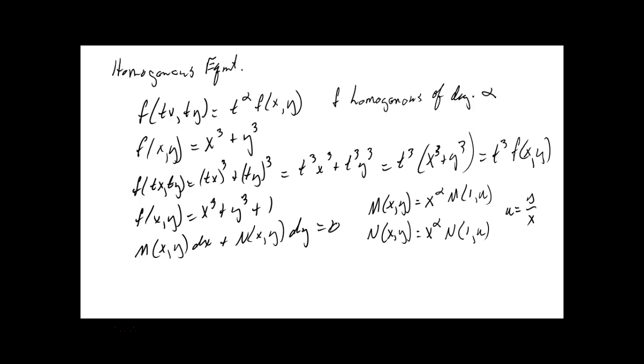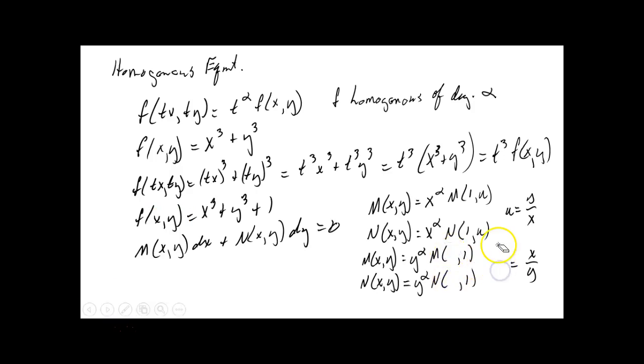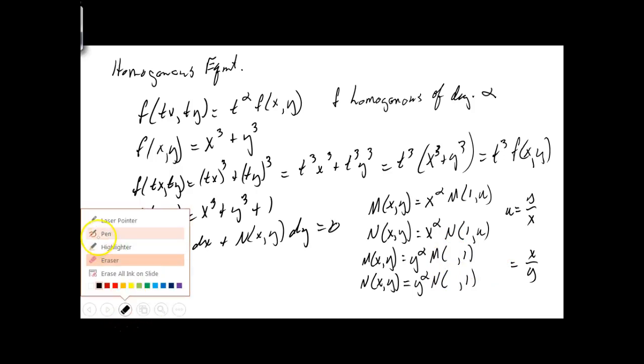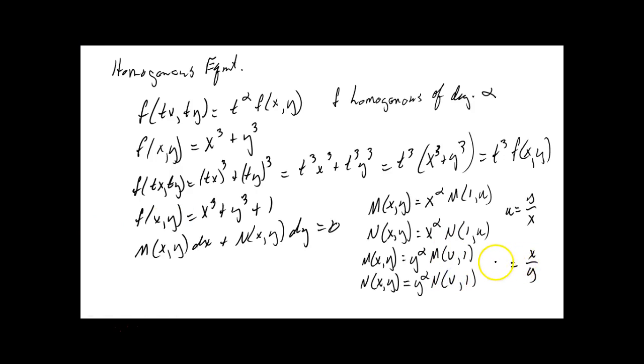That's true. However, if that doesn't work for you, you can change it to m of xy equals y to the alpha times m of u1, and n of xy is equal to y to the alpha n of u1. And this time your u is x over y. I glanced down at the page, looked at the wrong one and said it can't be true. I'm sorry, I blew it again. They're calling these v's to keep from confusing them with the u's from before. This is v1, v2, and v is equal to x over y.